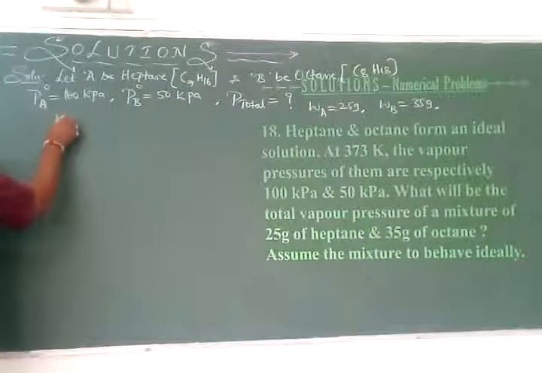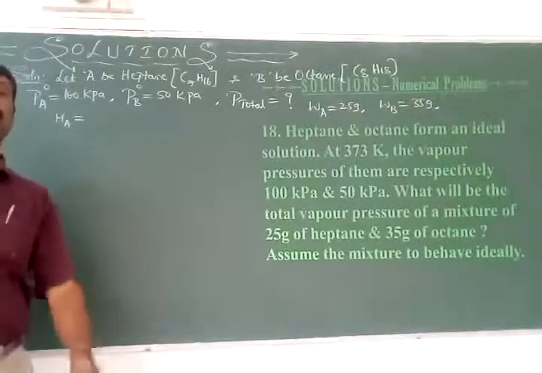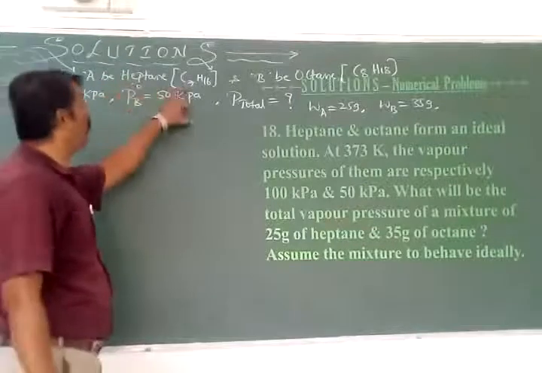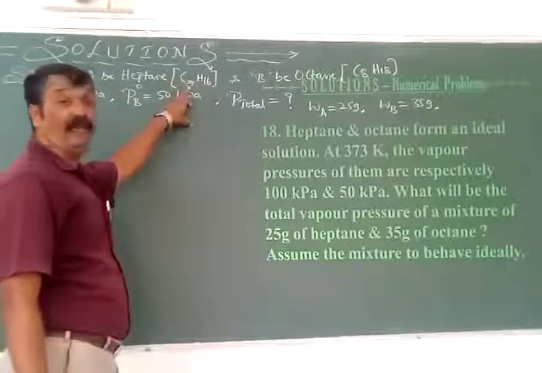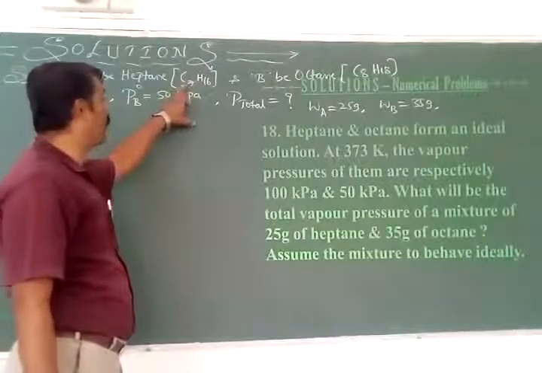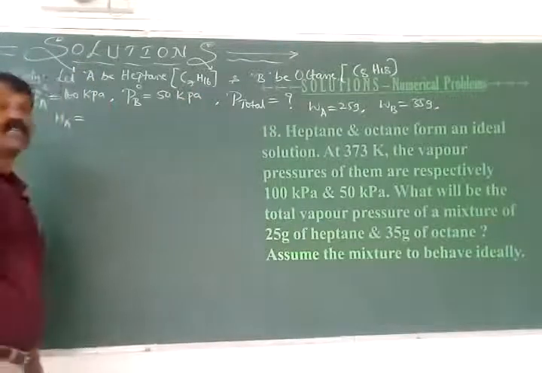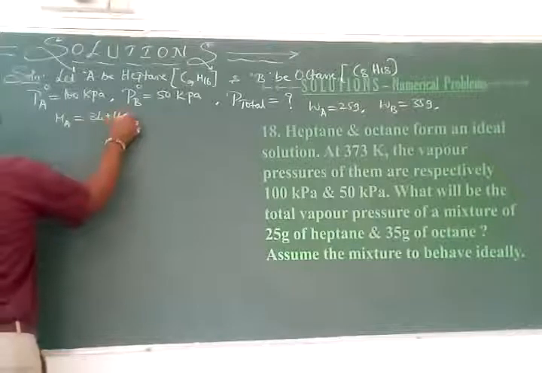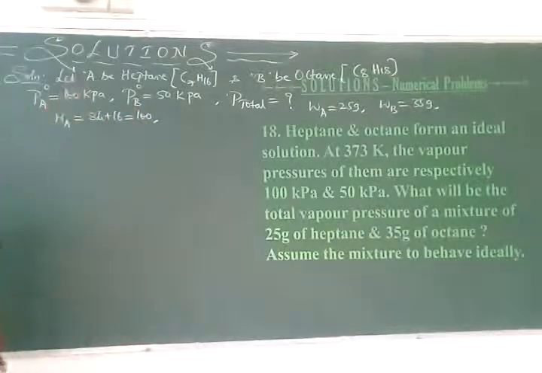So here what is MA? The molar mass or molecular mass of A. What is A here? Heptane. What is the molecular mass of heptane? The formula is C7H16. 12 sevens are 84, plus 16 is equal to 100. This 100 is the molar mass of A, the heptane.